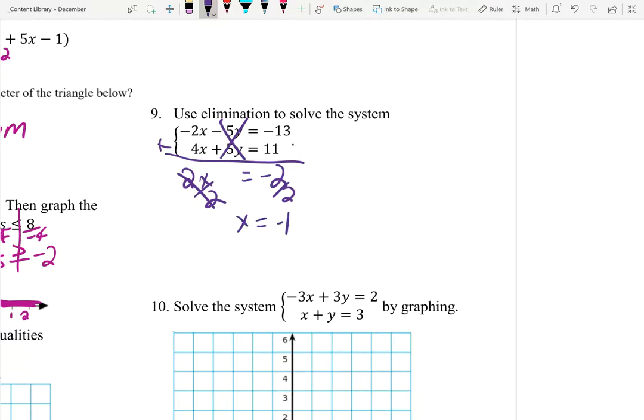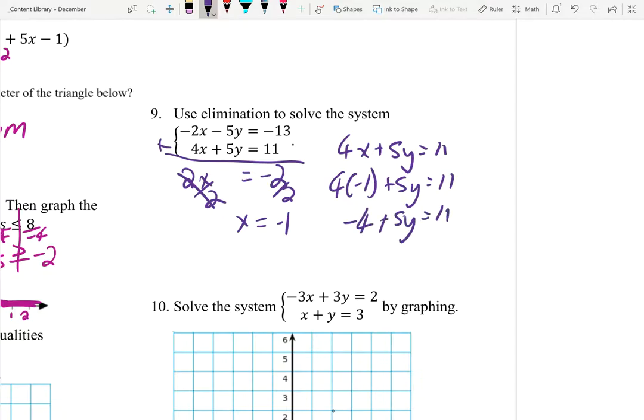So same as before, just plug the negative 1 back into one of those equations and find y. So I'm going to plug it in the second one. So 4x plus 5y equals 11. Plugging the negative 1 in for x. So 4 times -1 plus 5y equals 11. This is -4 plus 5y equals 11.